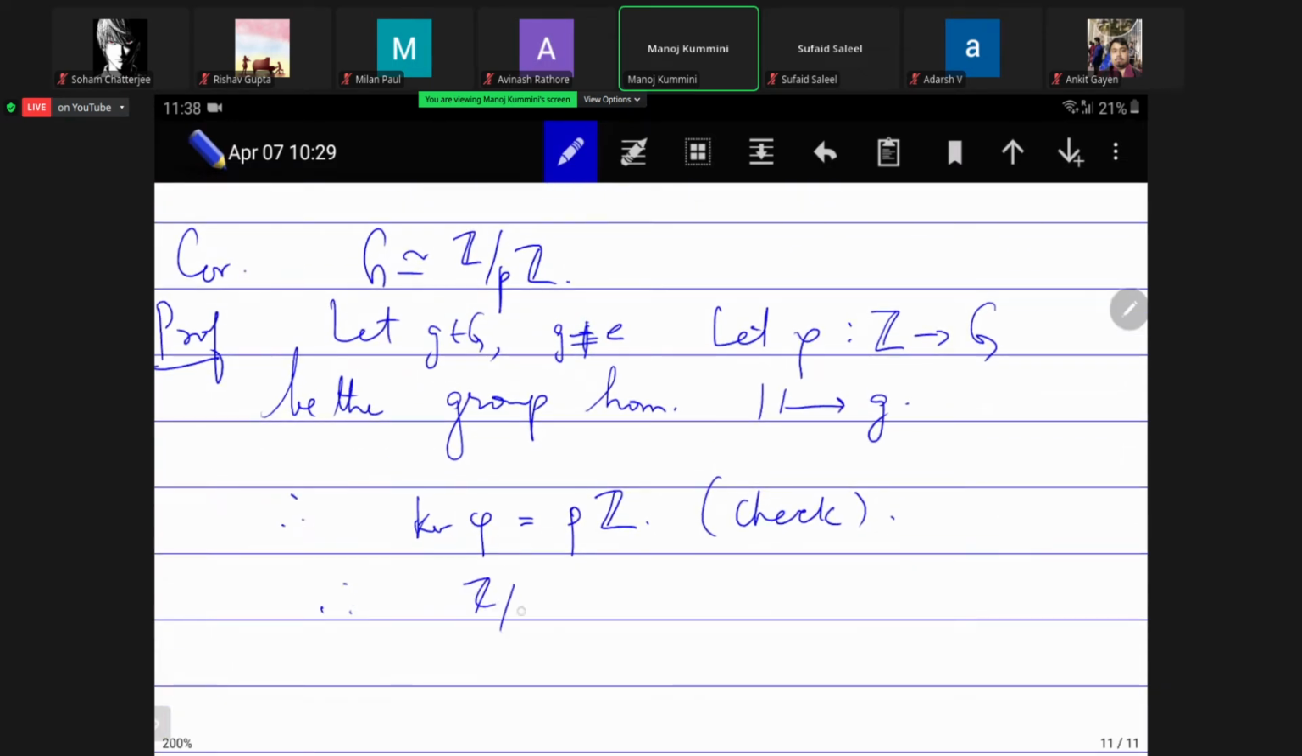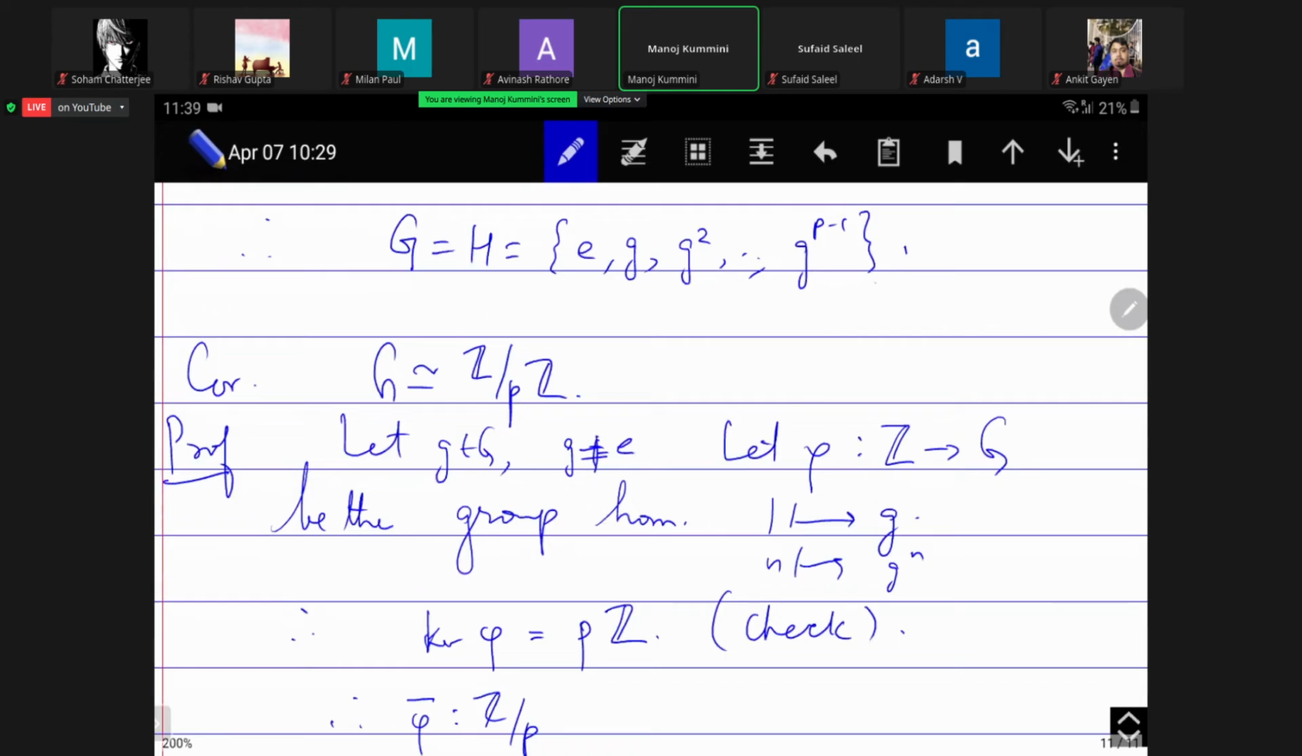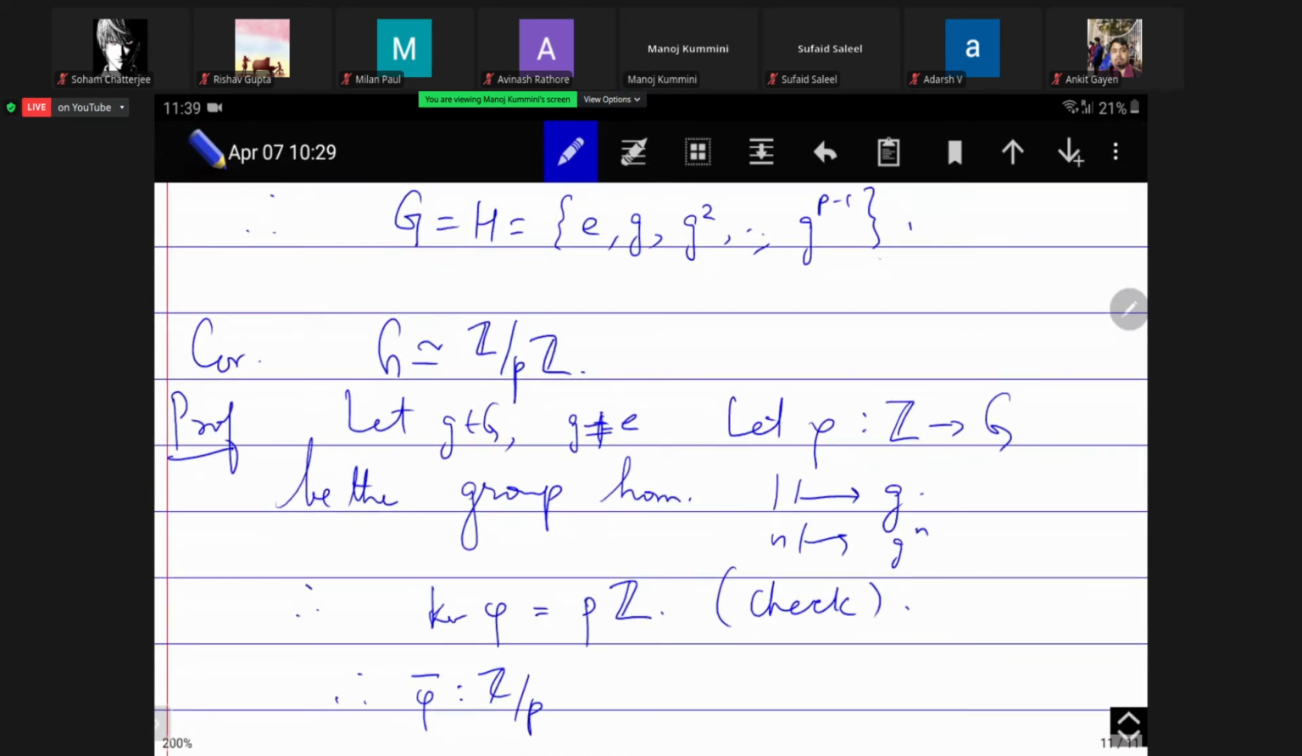Sir, could you repeat what the map phi does actually? One goes to g, so then n goes to g to the n. Oh, okay. So any non-identity g is fixed? Yeah, fix a g which is not the identity element. Okay. It doesn't matter which g you choose.